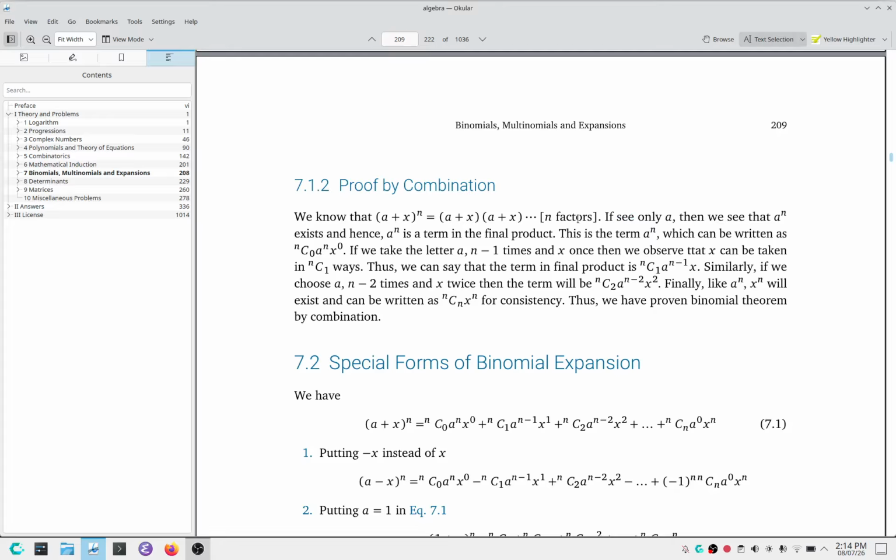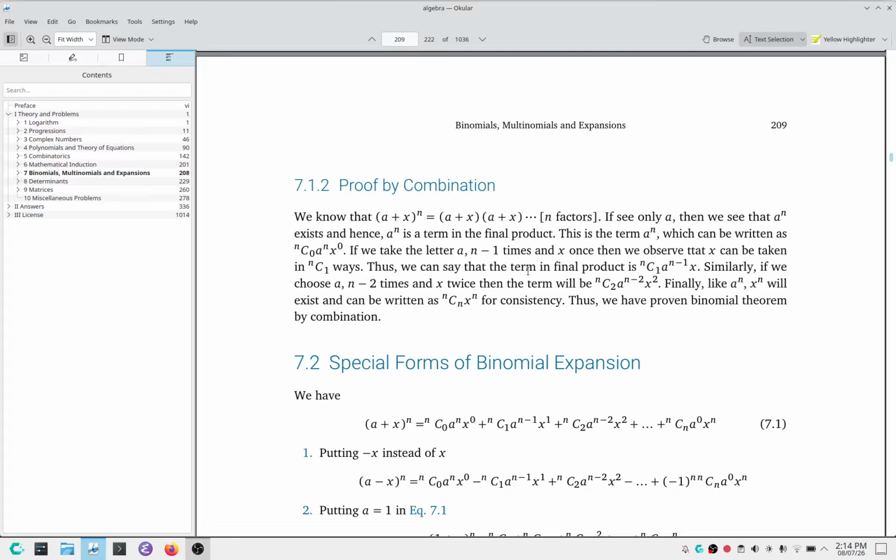We see that a to the power n exists, and a to the power n is a term of the final product. This is the term a raised to the power n, which can be written as nC0 a raised to the power n x raised to the power 0. If we take a, n minus 1 times, and some x once, then x can be taken in nC1 ways.